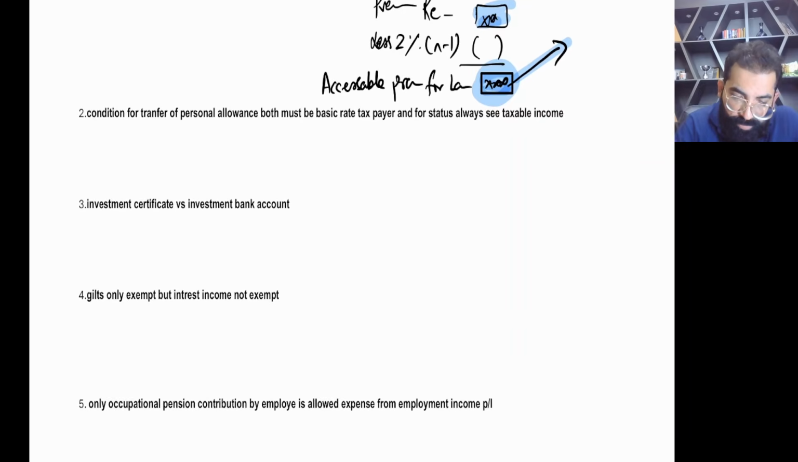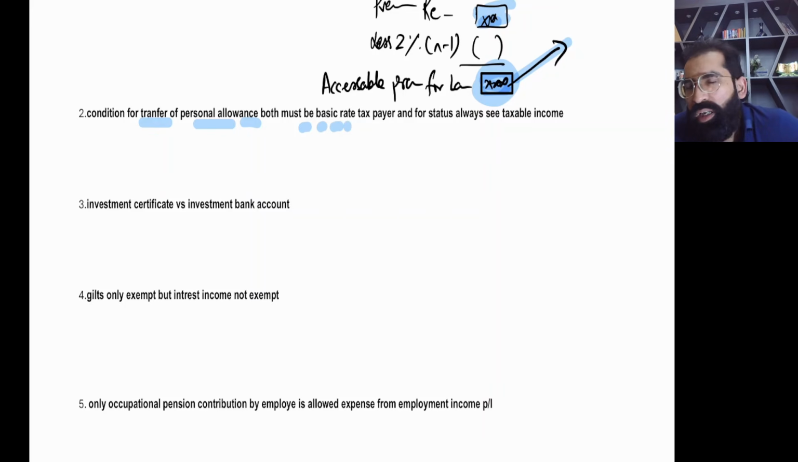Now hope you remember the condition for transfer of personal allowance. Can Mr. A, husband and wife, can Mr. A transfer his unused personal allowance to Mrs. A, or Mrs. A to Mr. A? Yes, but there are certain conditions. Both of them must be basic rate taxpayers, right? Number two, a joint election is a must. There must be signatures of both parties, both agreeing on it. And the third thing is a fixed amount of 10%: 12,570 multiplied by 10% is 1,260 of personal allowance will be transferred.